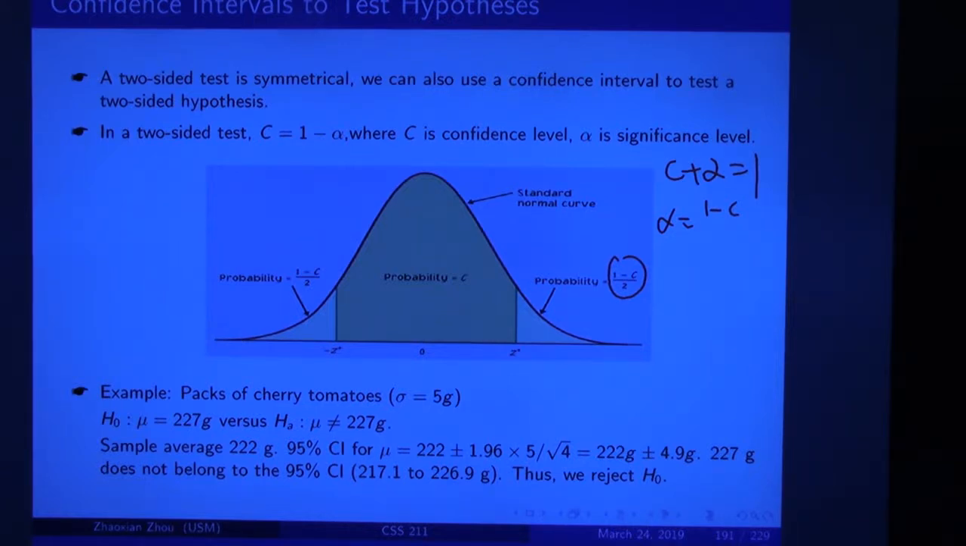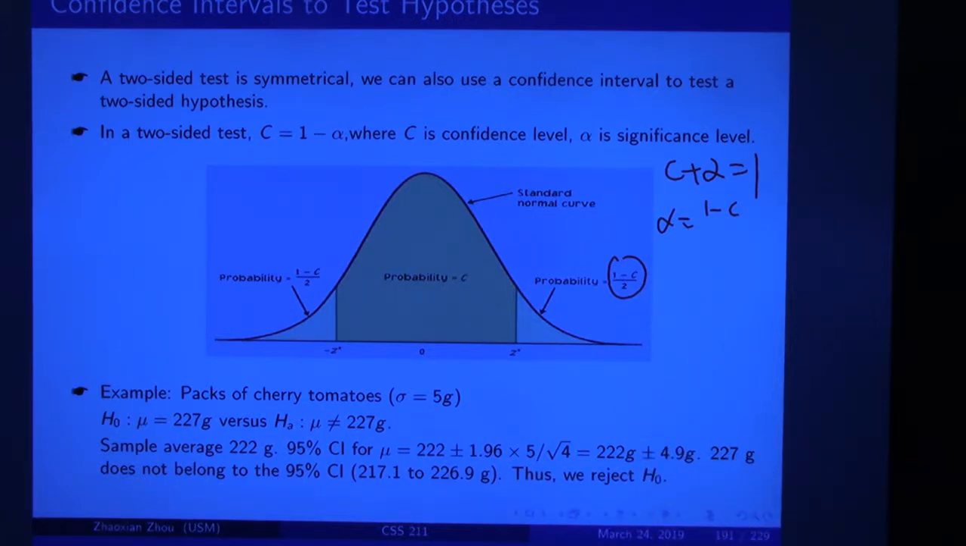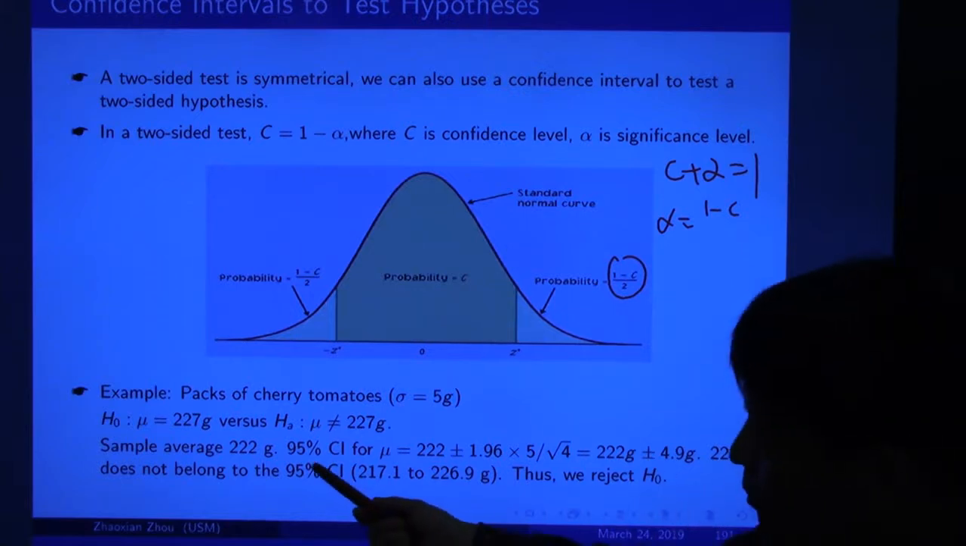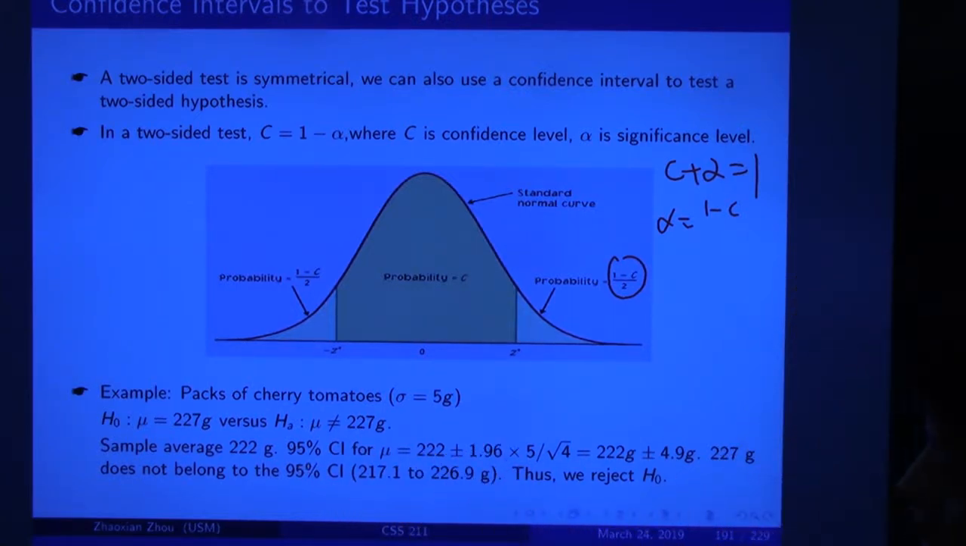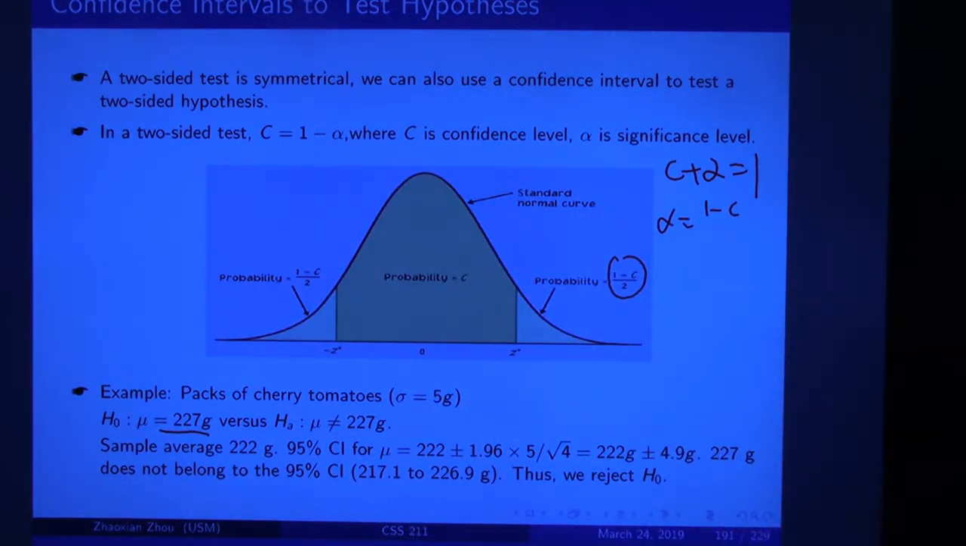So in our example here, the packs of cherry tomatoes, we know the population standard deviation equals 5 grams. And H0 is mu equals 227, and HA is mu is not equal to 227.